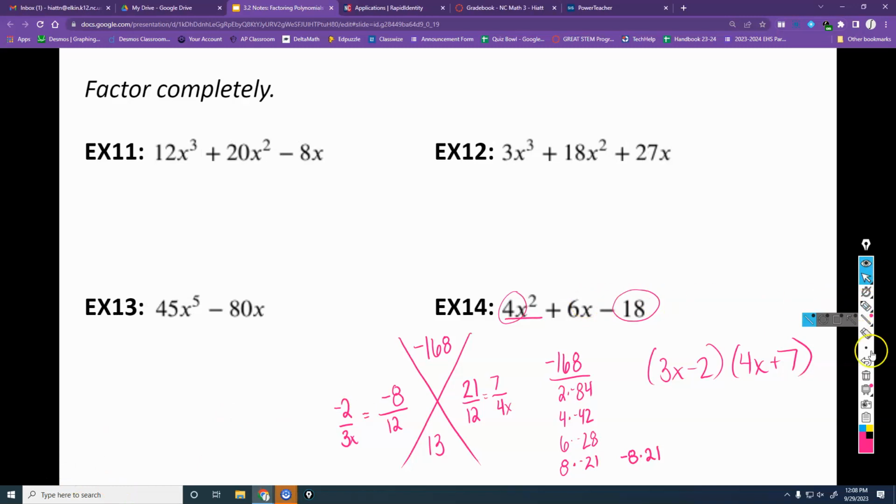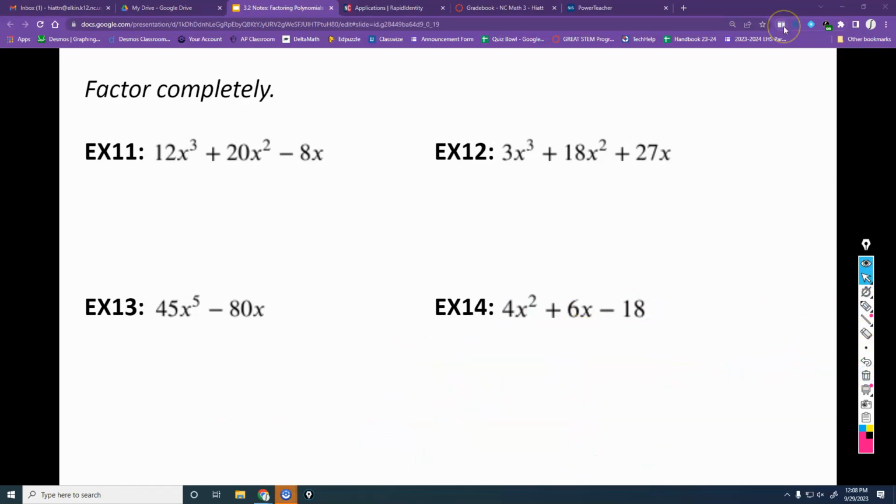All right, I want you guys to try the next 4 on your own. So try those right there on your own. Okay. All right, I'm going to work these out real quick so you can see what we've got here.